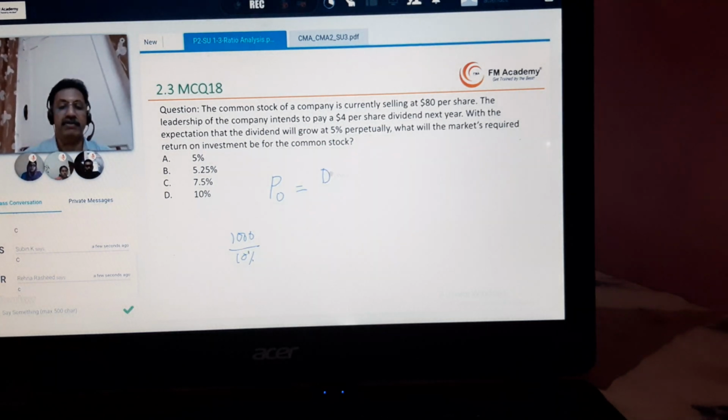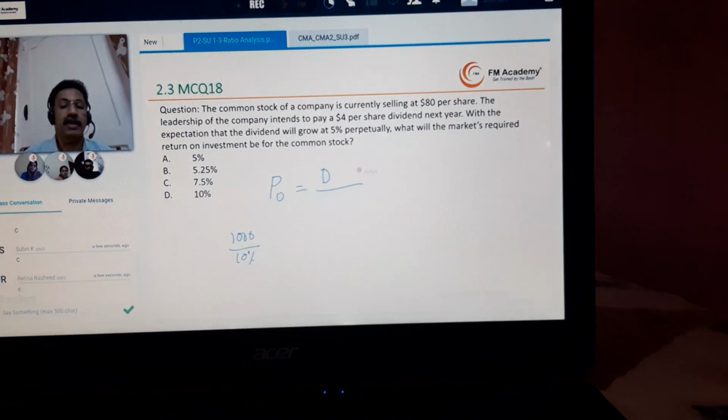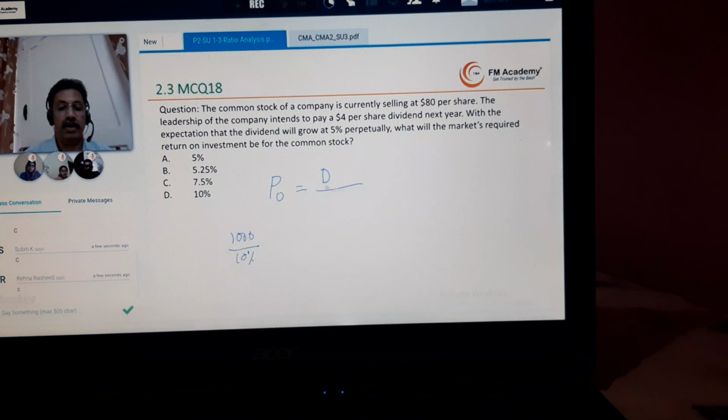So if you are expecting a constant stream of dividend, and you have a cost of equity of KE, then the value of the share will be D divided by KE.